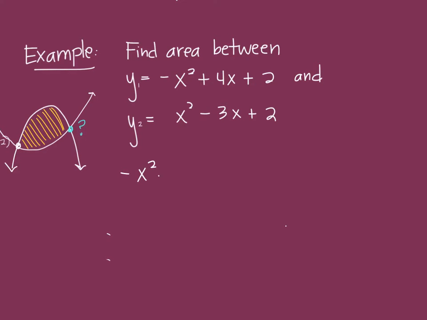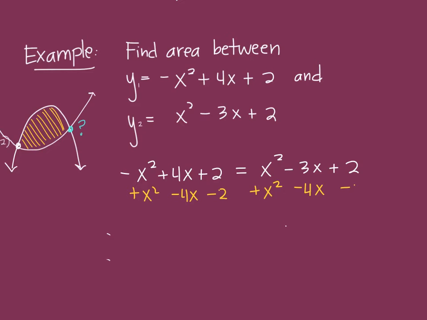So negative x squared plus 4x plus 2, and you're going to set that equal to x squared minus 3x plus 2. And you're going to solve. You want to set that equal to 0. That's always a good algebraic technique. So I'm going to add x squared to both sides. I'm also going to subtract 4x. And I'm going to subtract 2. So I cleared one side out completely, and I end up with 2x squared minus 7x. And then the plus 2 and minus 2 cancel out.